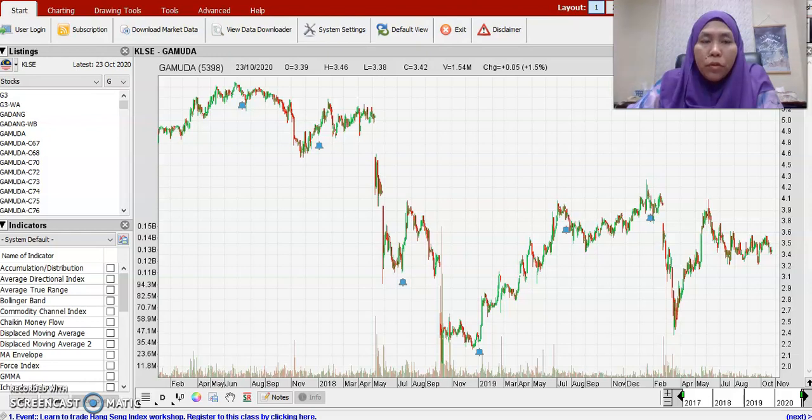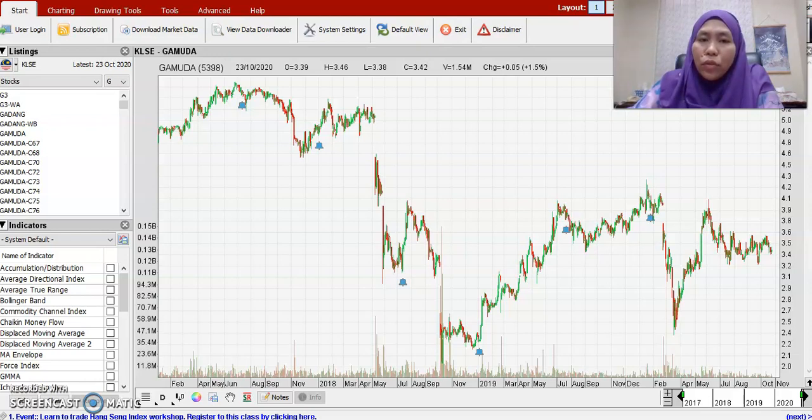Okay, so now I'm using the example of Gamuda stocks. As I can see here, Gamuda stock for the long term shows a downtrend. So how are we going to confirm whether Gamuda really shows a downtrend for the long term? Remember the rule for a long term downtrend: the duration should be more than 1 year.